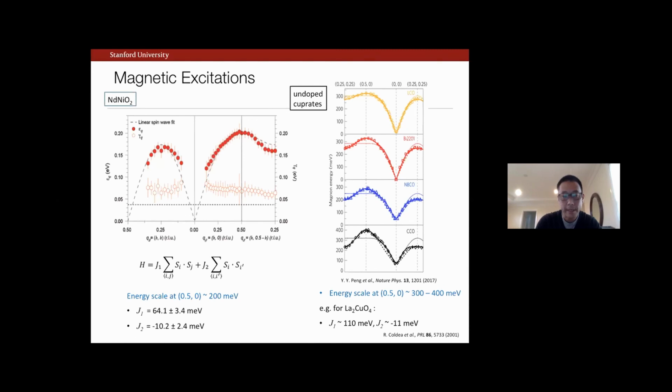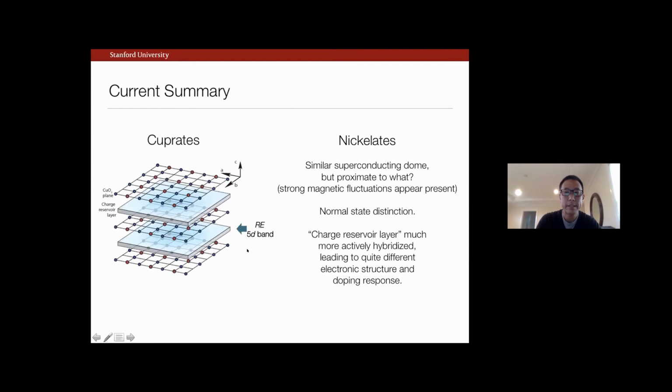And it's an open question right now how we should think about this material. So let me close there by saying, hopefully I've introduced to you some of the basic materials and superconducting dome properties. The big question still for us is, what is the proximate instability, if that's the right paradigm, for our superconducting dome? I tried to briefly mention there's a normal state distinction.